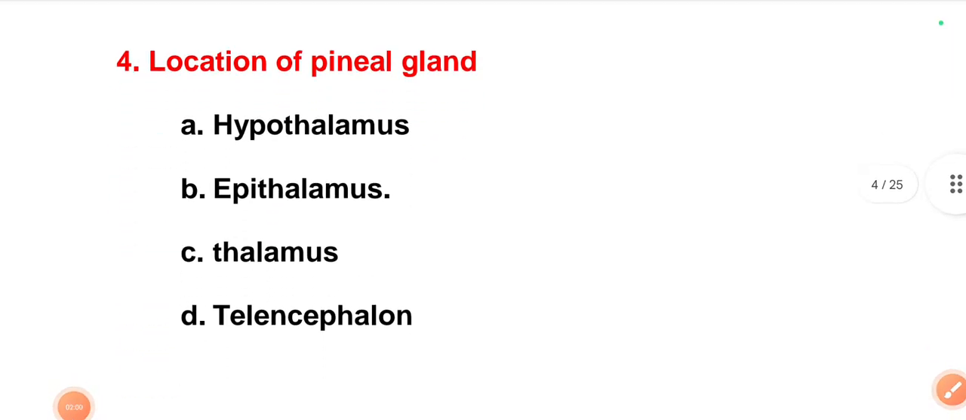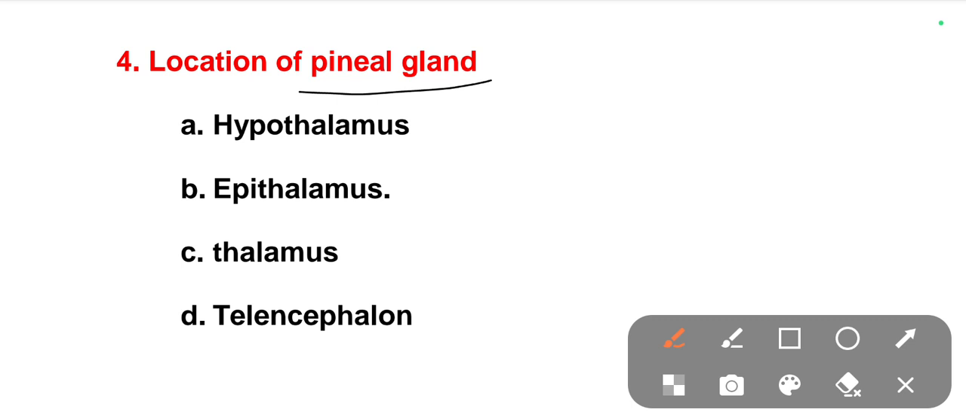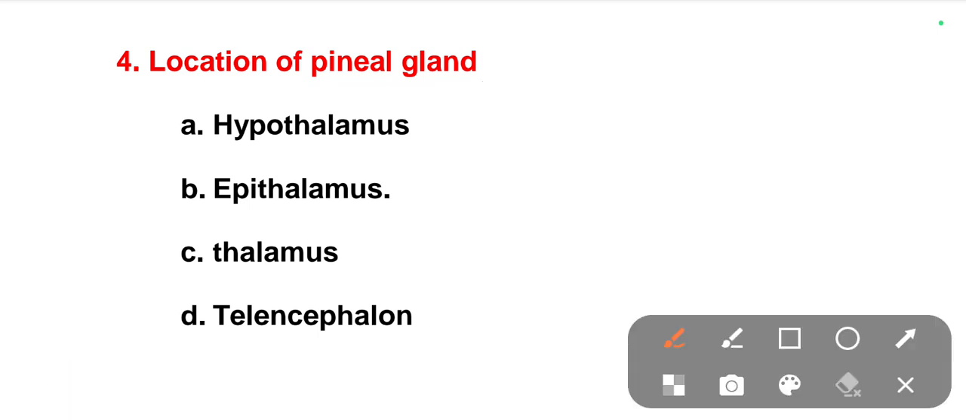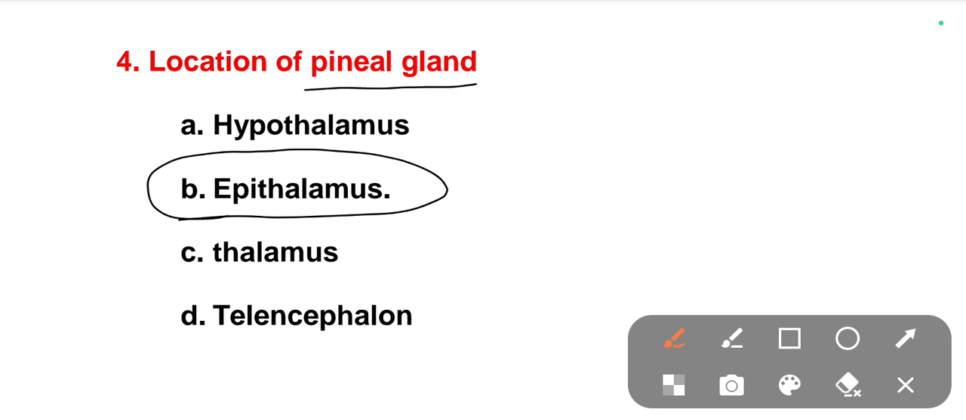The next one is location of pineal gland. Options are hypothalamus, epithalamus, thalamus, telencephalon. The right one is epithalamus. So the location of the pineal gland is at the epithalamus. Epi is nothing but above the thalamus. Okay. Below the thalamus is the hypothalamus. Above the thalamus is the epithalamus. Epi is nothing but it is always upwards.